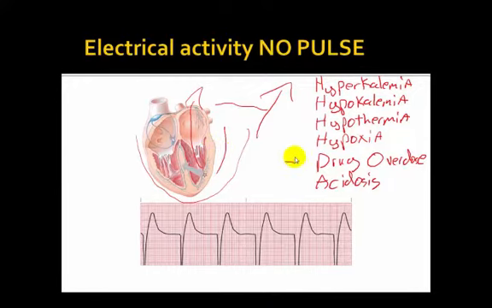Drug overdose or toxins, more specifically a TCA, tricyclic antidepressant. A beta blocker would do a pretty good job of this, and so would a calcium channel blocker. Any of those would affect the myocardial tissue and reduce myocardial activity enough to where it might reduce cardiac output enough to where you would not have a pulse.